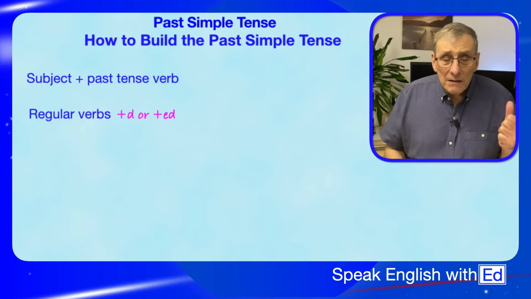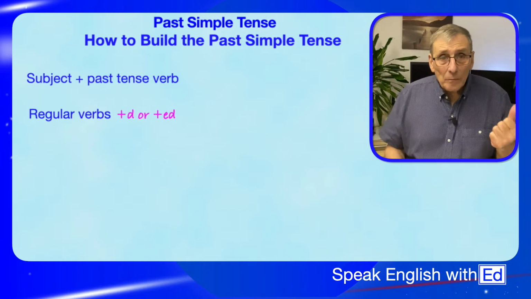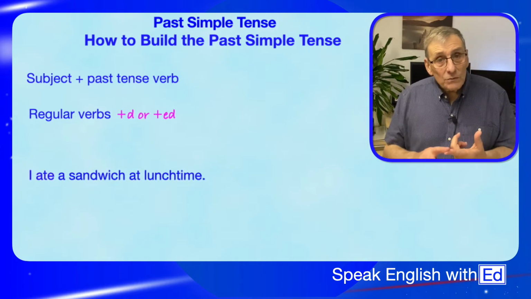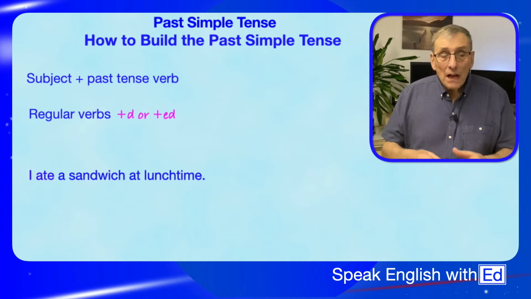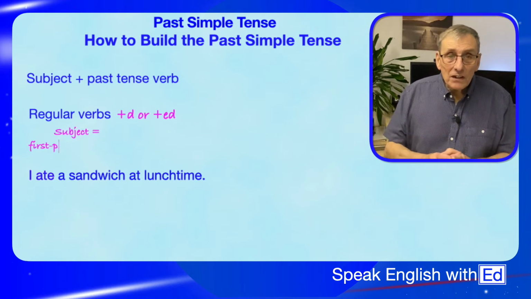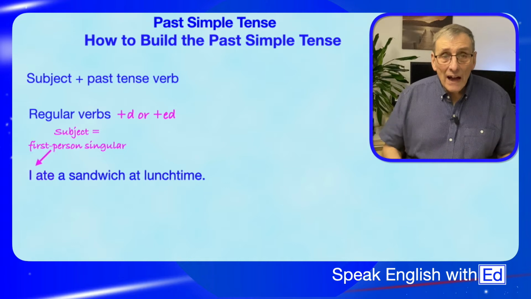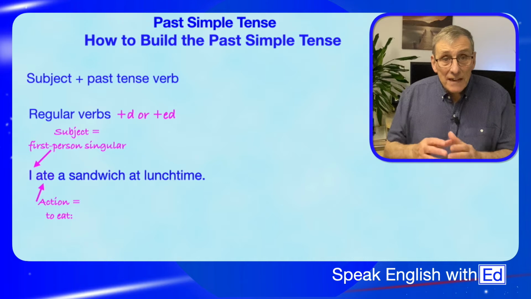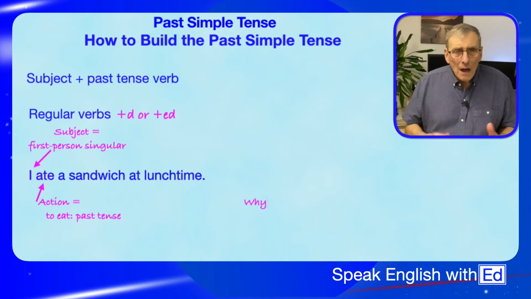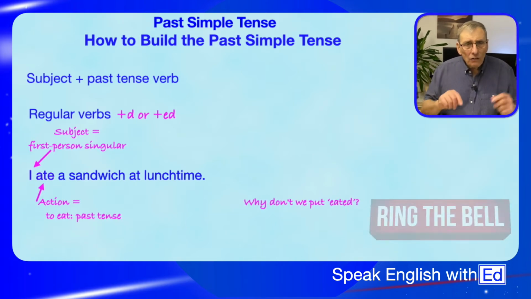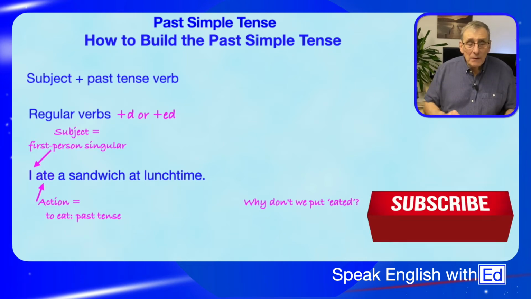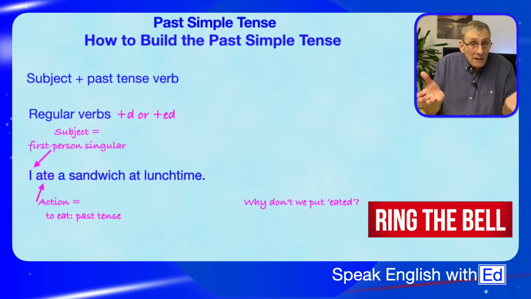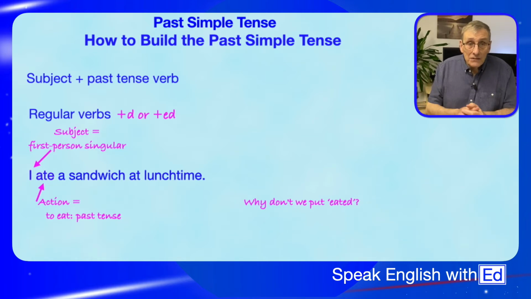Let's have a look at the sentences that we saw earlier. I ate a sandwich. Now we've seen that we need a subject and a past tense verb. The subject is first person singular and that is a pronoun, I. The action verb in here is to eat. In its past tense, it's ate. But why don't we put ed on the end of eat to make it past tense? We said earlier that we put a d or an ed. Why isn't ed or d at the end of this verb?